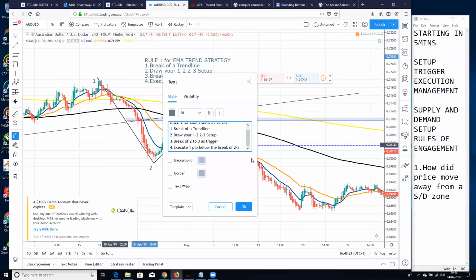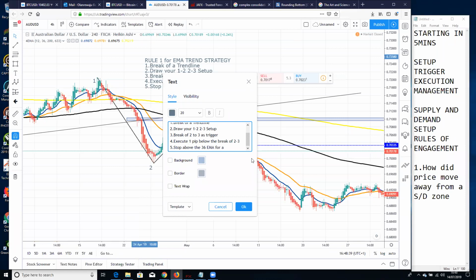Stops now. Stop number 5. That will now be your management stop above the 36 EMA for a low risk tight stop, or for a much more conservative, that would be an aggressive, for a low risk aggressive tight stop 1.